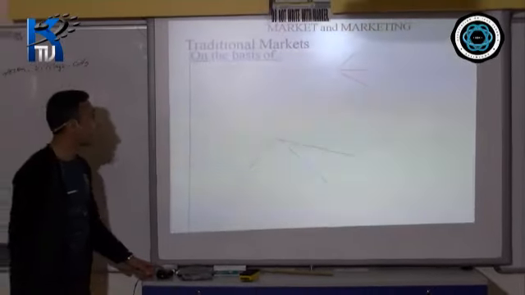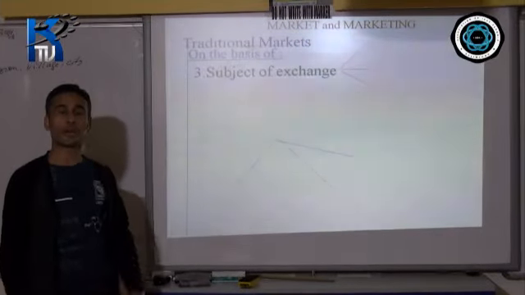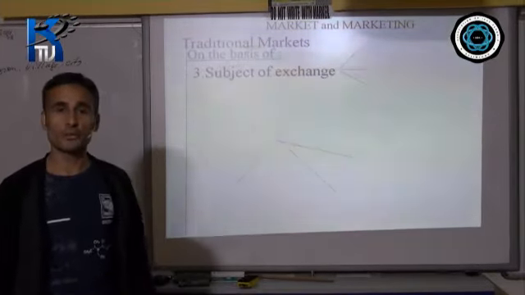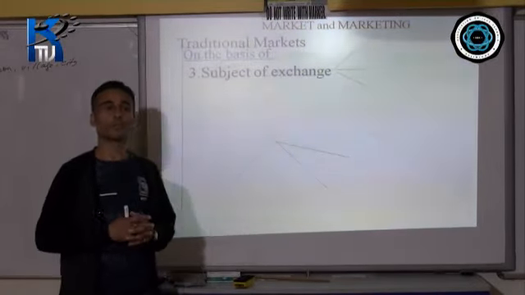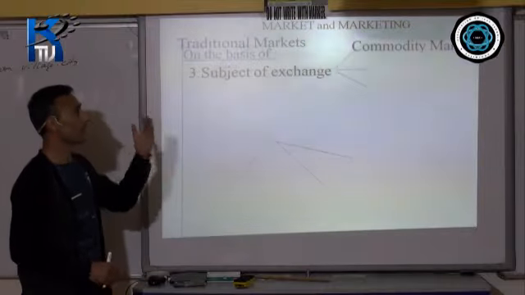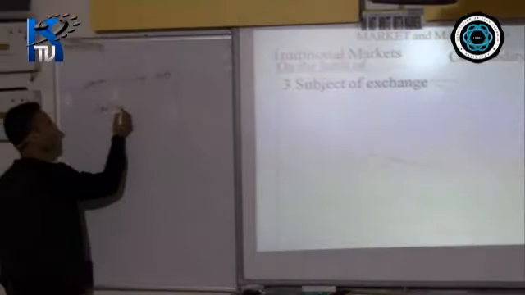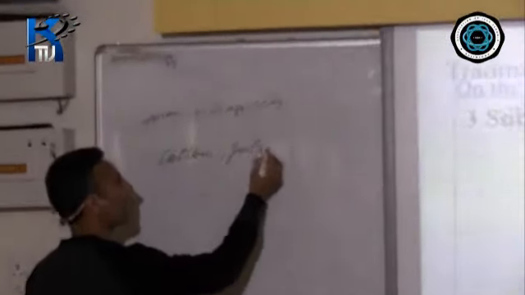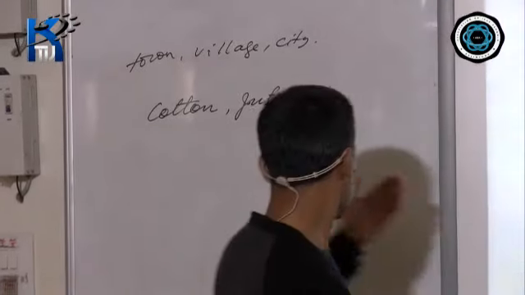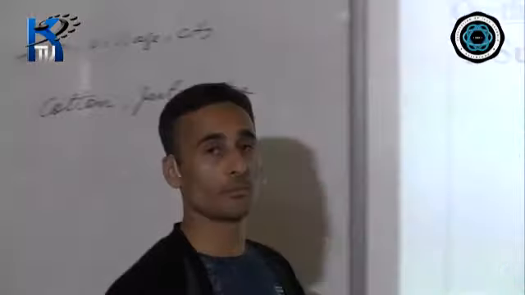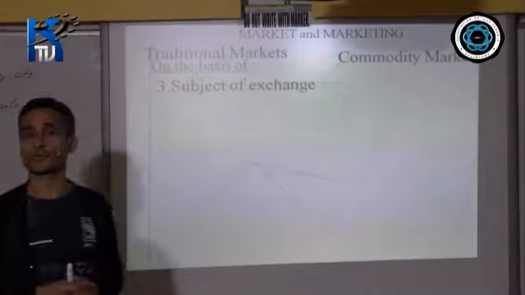Then you have again traditional market categorized on the basis of subject of exchange. Now what is subject of exchange? That means what is being sold in that particular market. So you have commodity market. Now what is called commodity? It may be cotton, it may be jute, it may be rice, where these products will be sold in the market under certain rules and regulations.